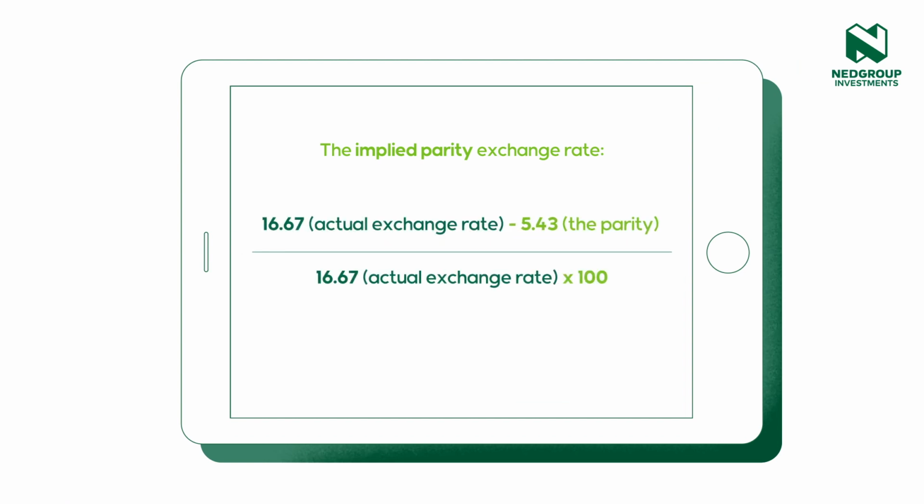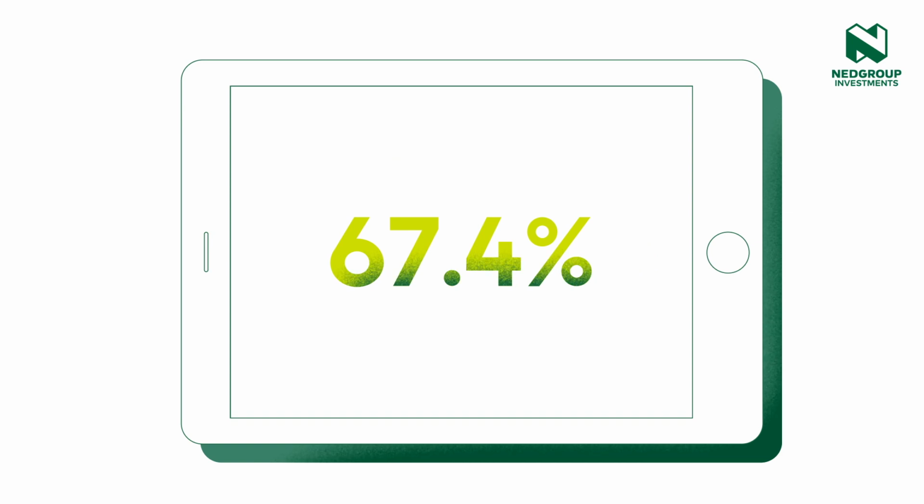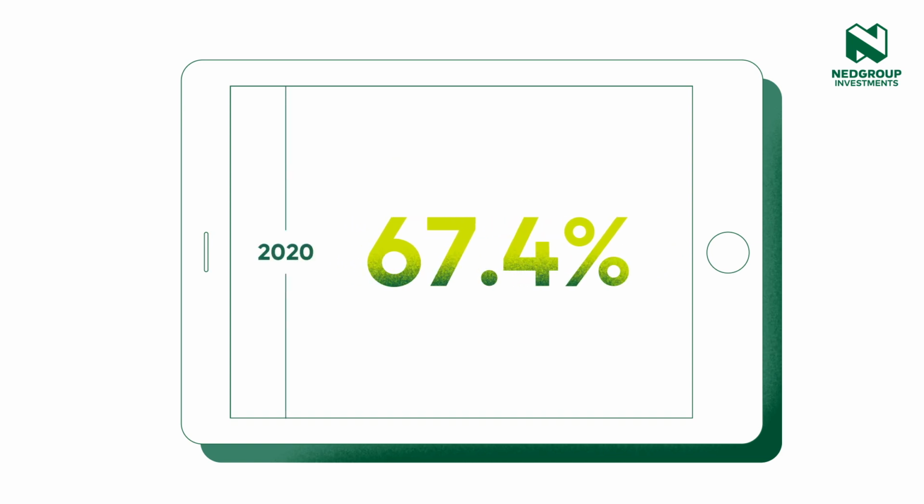If the parity value is lower than the actual exchange rate, then the first currency is undervalued compared to the second currency. In our example, the South African Rand is 67% undervalued. This represents our currency's lowest position on the Big Mac Index for over 20 years.